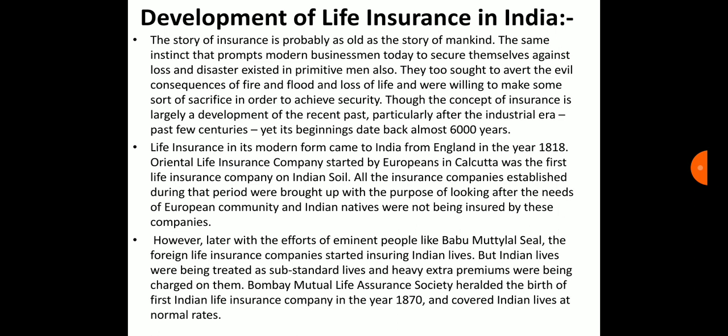Life insurance in its modern form came to India from England in the year 1818. Oriental Life Insurance Company, started by Europeans in Calcutta, was the first life insurance company on Indian soil. All the insurance companies established during that period were brought up with the purpose of looking after the needs of the European community, and Indian natives were not being insured by these companies.